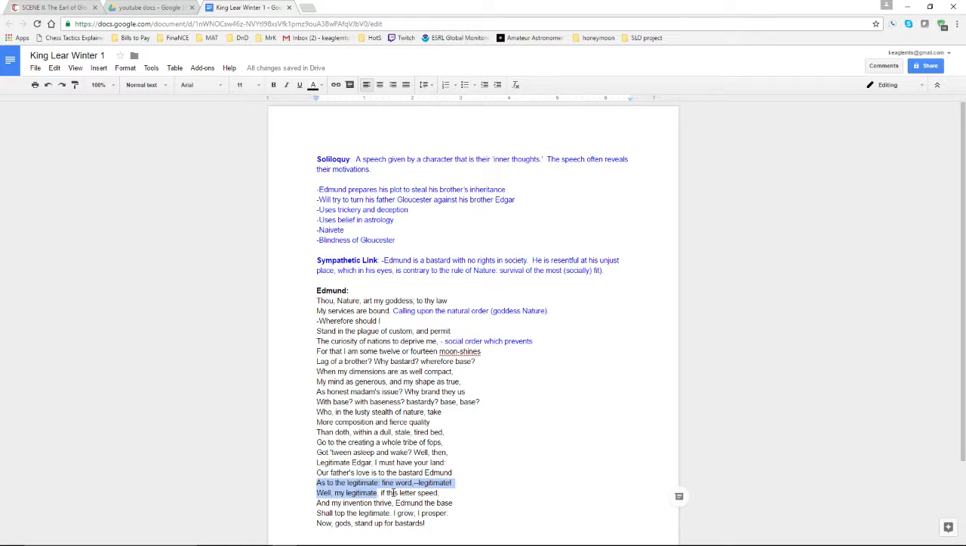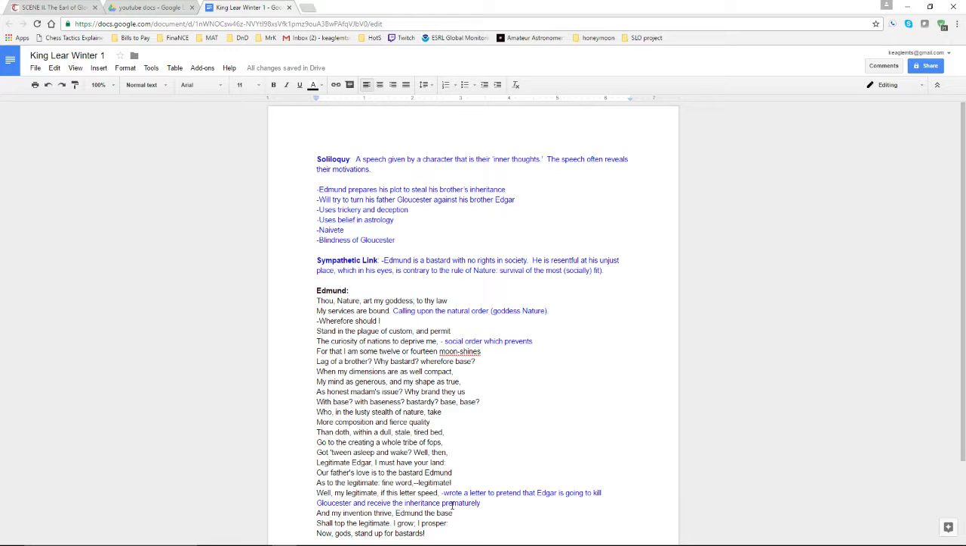So, and here we get, this is important. So what he's doing here, well, I'm the legitimate, that's what he says. Well, I'm the legitimate if this is what he's going to do. This letter speed and my invention thrive. So his plot here, what he's about to do is he wrote a letter to pretend that Edgar, his brother, is going to kill Gloucester and receive the inheritance prematurely. So Edmund wrote a fake letter that basically incriminates Edgar as trying to get his inheritance prematurely. So that's kind of the plot.